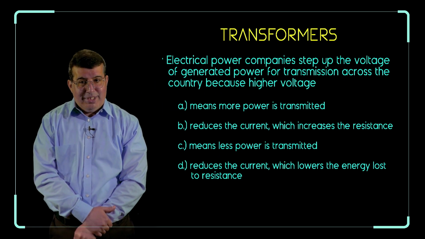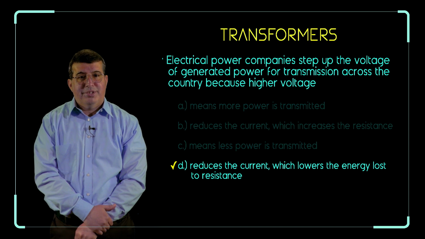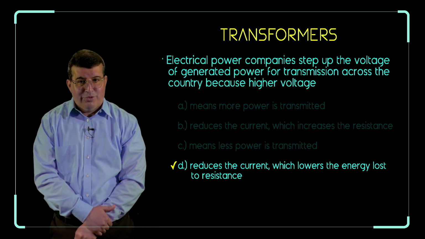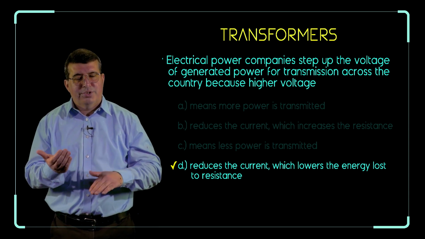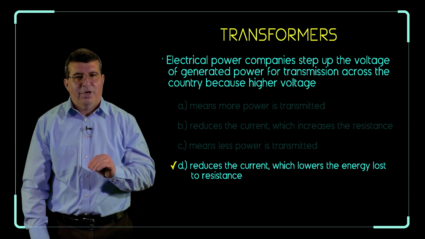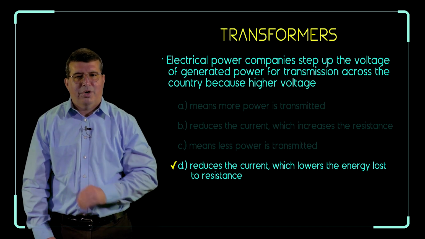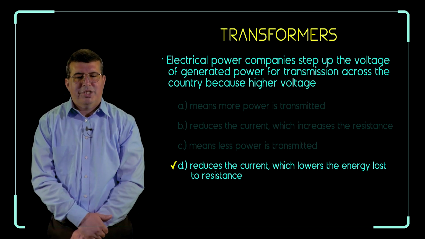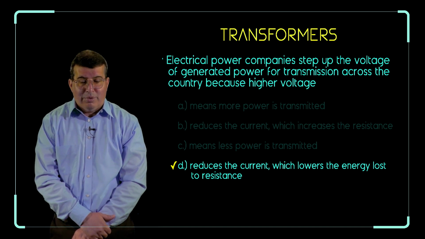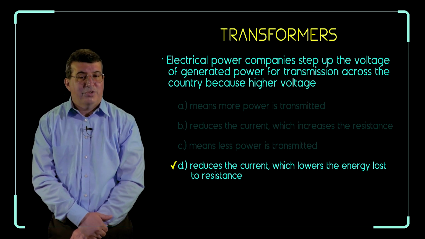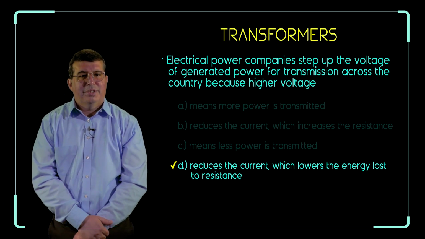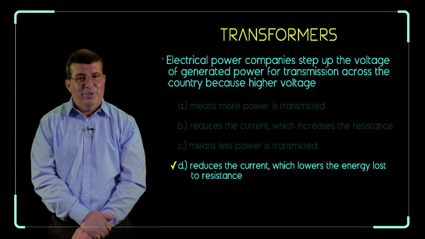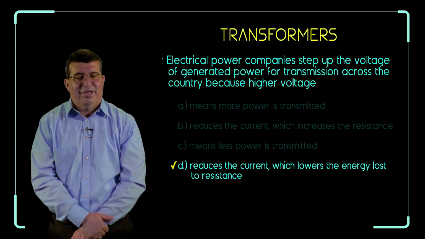The correct answer is D. Electrical power companies step up the voltage of generated power for transmission across the country because higher voltage reduces the current, and reducing the current lowers the energy loss to resistance. So they can transport the power with less loss if they transport it at high voltage and low current. So that is the whole reason why we have alternating current in the United States. It's for efficiency of transmission.